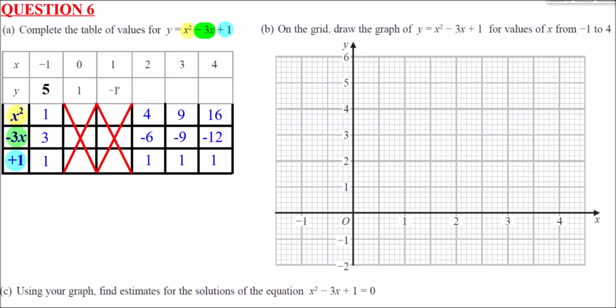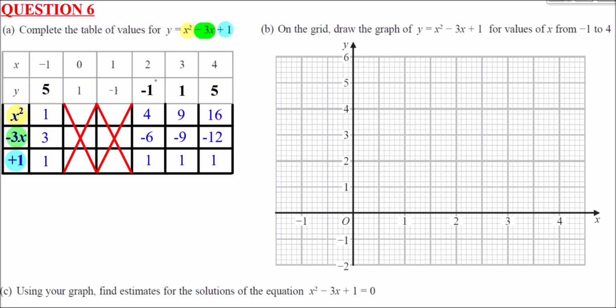These two have been kindly done for us. This next one, 4 take away 6 is minus 2. Minus 2 plus 1 takes us to minus 1. This one here, 9 take away 9 is 0, plus 1 gets us back to positive 1. And finally, 16 take away 12 is 4, plus 1 gives us 5.